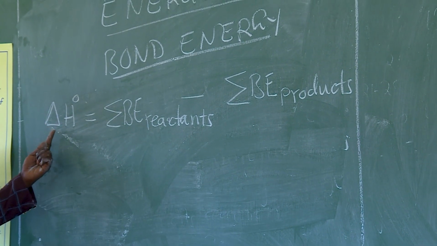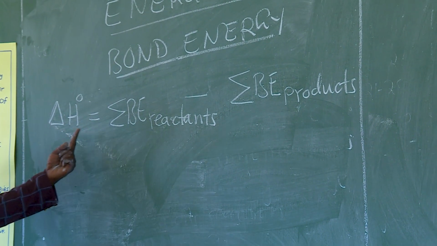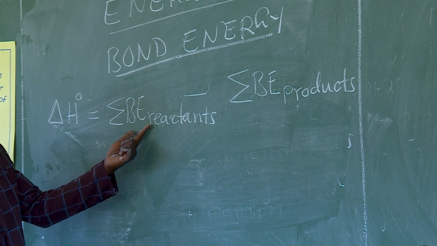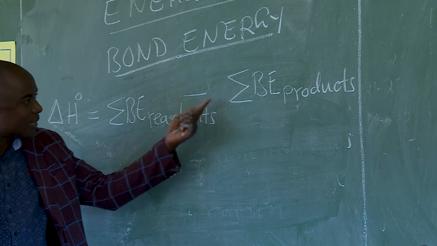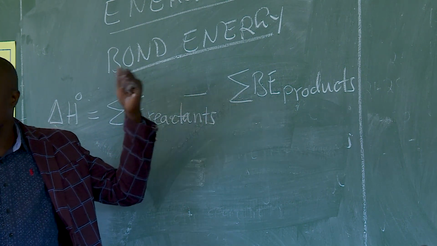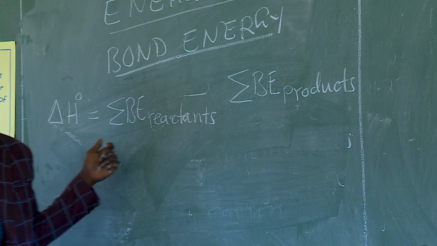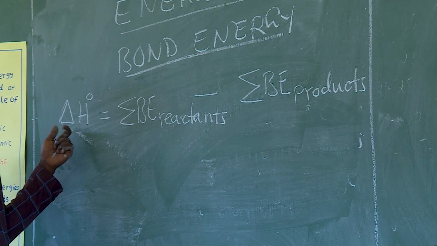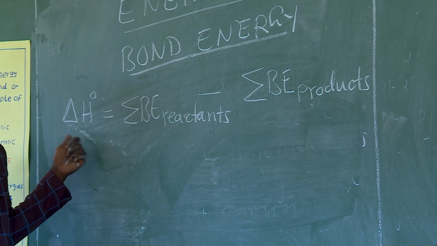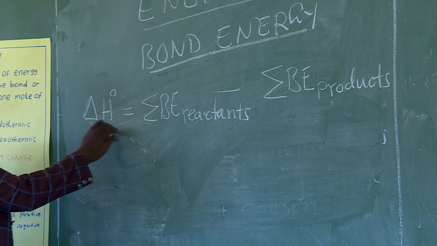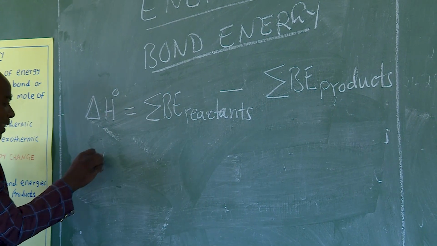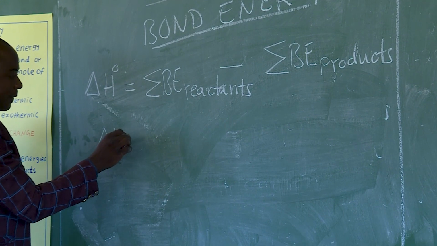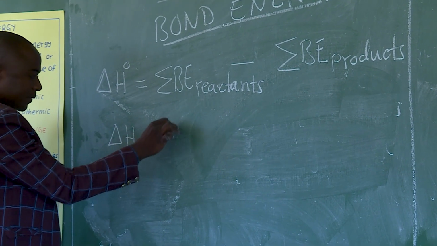So, delta H is equal to the sum of the bond energy of the reactants minus the sum of the bond energy for the products. That gives us the standard enthalpy change of a substance. Now, if you calculate this and you find that your delta H is positive, okay?